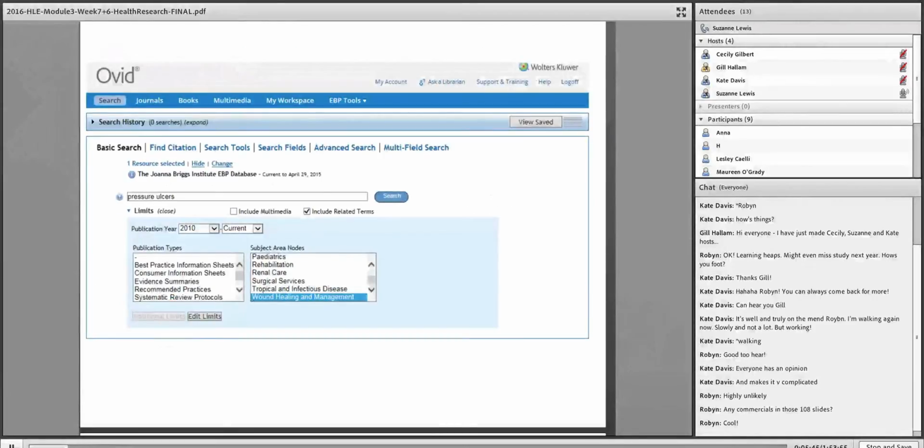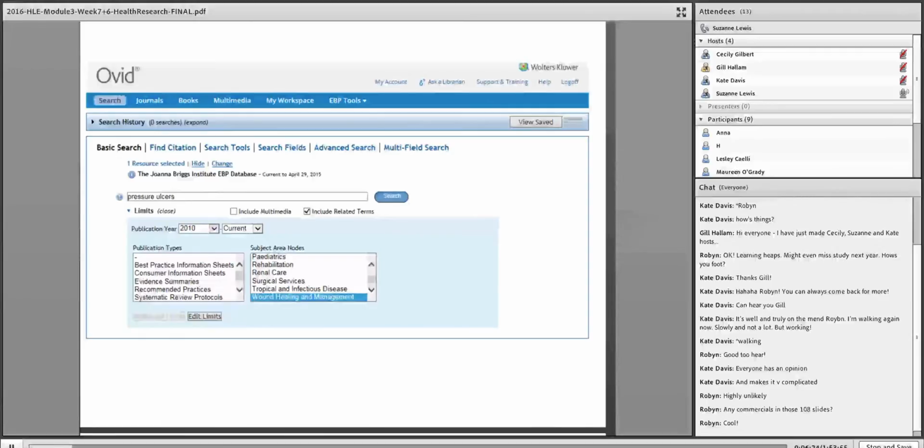Now, I'm just going to show you very briefly JBI through the Ovid interface, because this is the one that I have access to in New South Wales. And while universities tend to have access to the full JBI site, some hospitals only have access to the resources that are available through Ovid. So this is the Ovid homepage, and it's set on the basic search option, and I think this should be familiar to some of you.